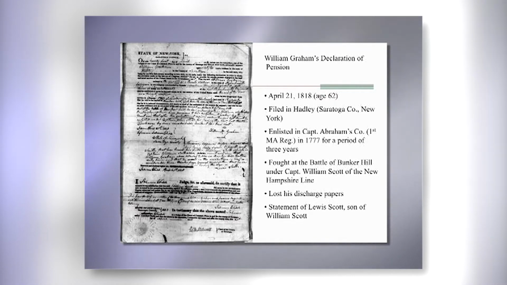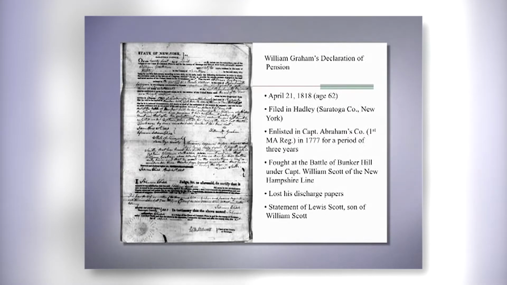His declaration shows that he enlisted in Captain Abraham's company of the 1st Massachusetts Regiment in 1777 for a period of 3 years. He indicates that he fought at the Battle of Bunker Hill, which actually occurred 2 years before that service in 1775. And he indicates that he served under Captain William Scott of the New Hampshire line. So there are two different distinct periods of service that could warrant further investigation.